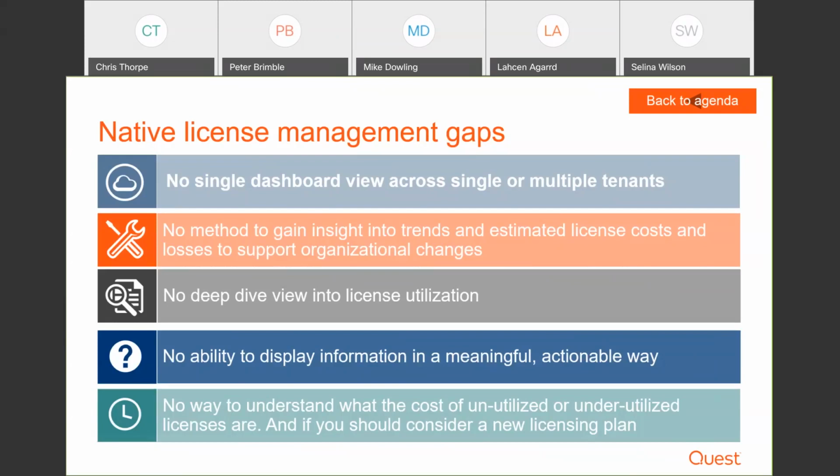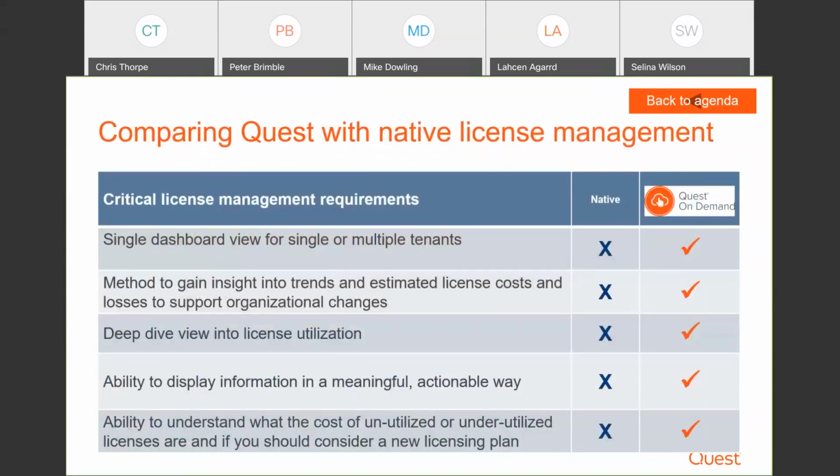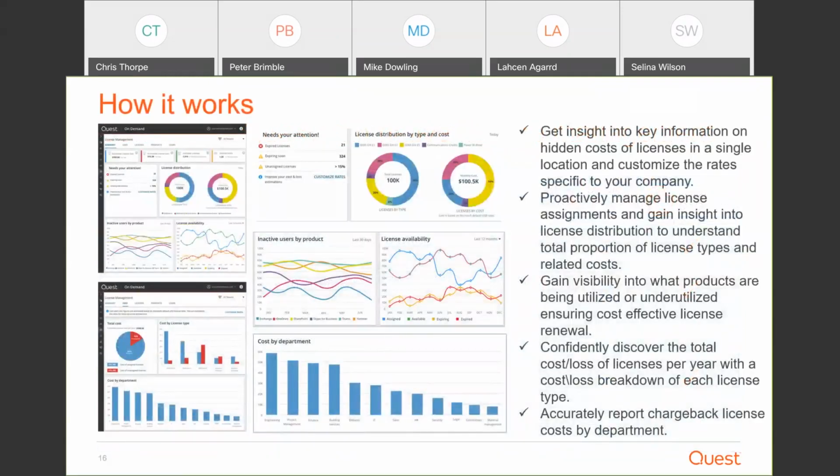And there's no way to understand what the costs are of aspects of that license that you may not be using. So, if we look at all of these things, these are things that our Quest On Demand license management covers. It gives us a nice interface into what people are using. It can show the trends over time, and it can show the distribution either by department, by country, or however you want to license that. And we can then see how they're covering these different things.